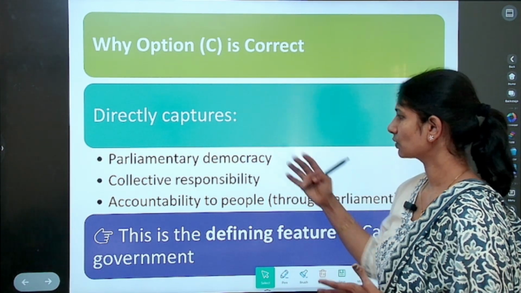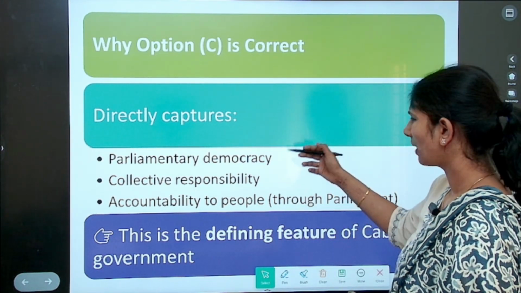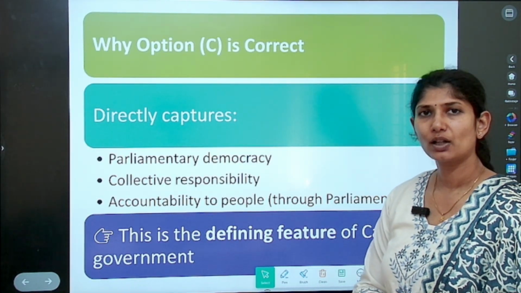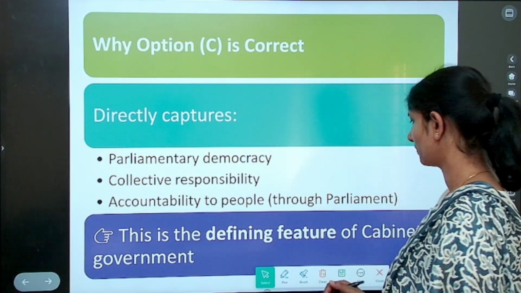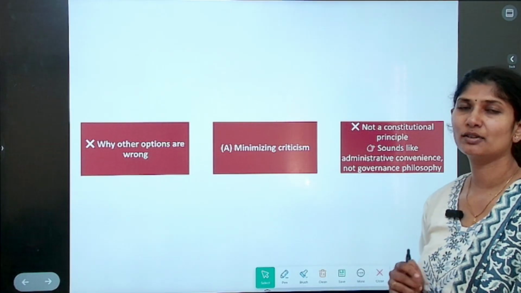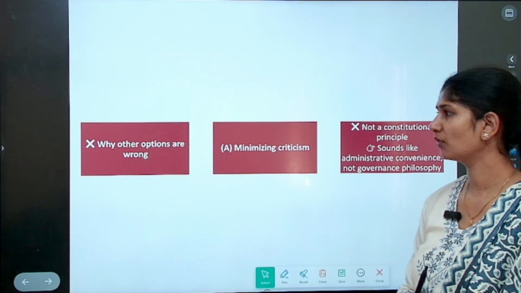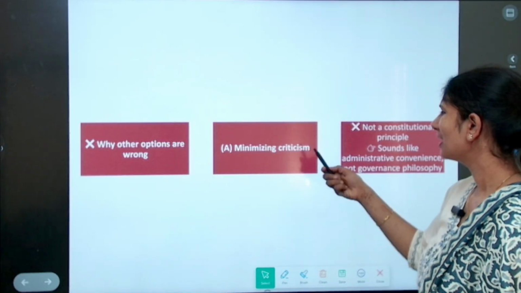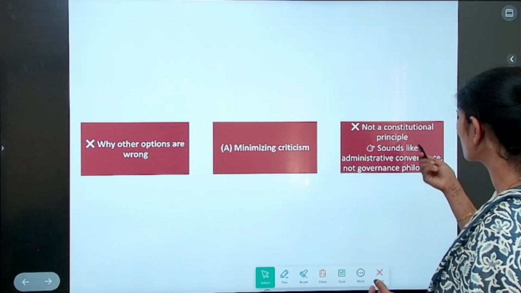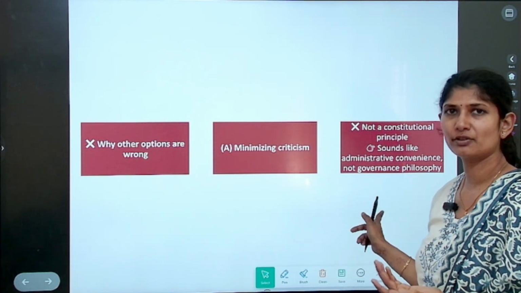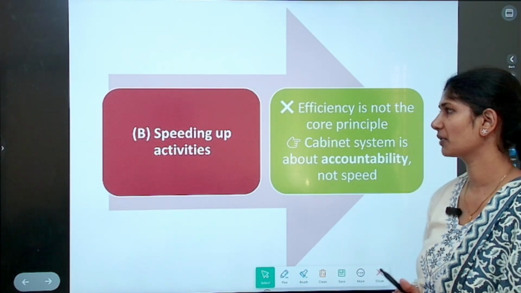Understanding? So what does this question try to capture? Your parliamentary democracy, collective responsibility, and most importantly, accountability to the people. This is one of the underlying facts of your parliamentary form of government. Why are the other options wrong? Like we said, minimizing criticism is not a constitutional principle. It is only an administrative convenience rather than a constitutional principle.